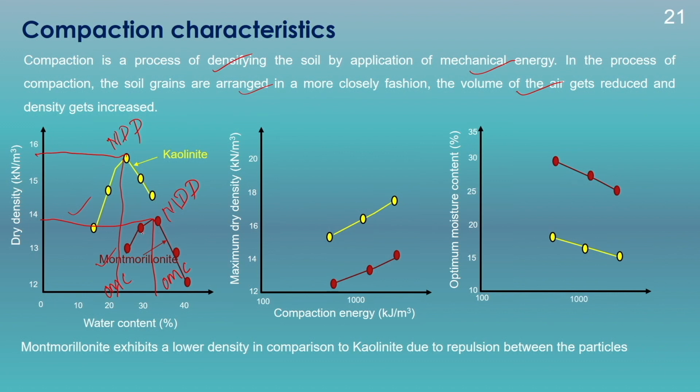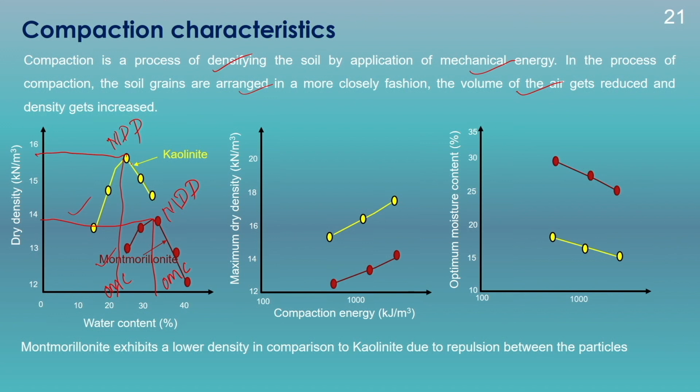This lower value of density of montmorillonite is because of the repulsion between the particles. With increase in the water content, the diffuse double layer will be developed in montmorillonite, and due to this the repulsion between the particles will increase. As the repulsion increases, it will not allow the particles to come to a closer spacing. Therefore, the density of the montmorillonite soil will decrease.